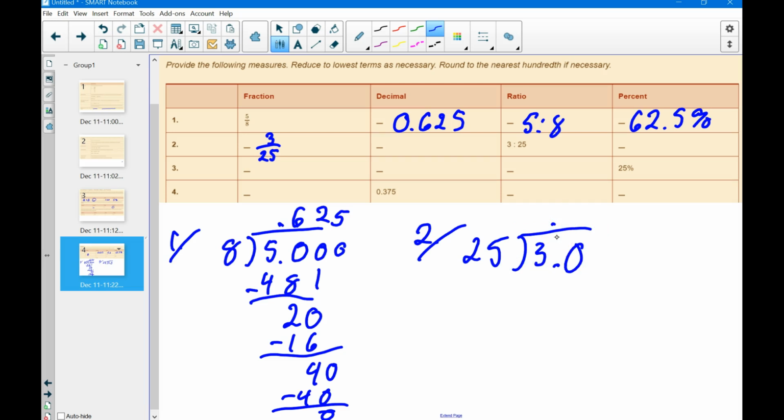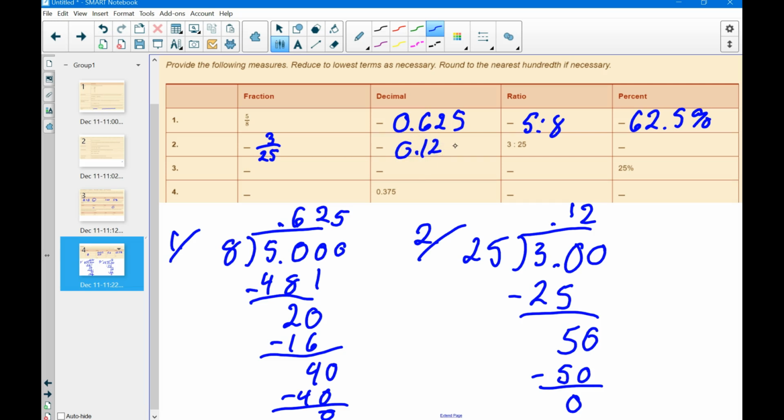When I was in the 30 once, it was easy. I subtract and I get 5. I'm not going through the whole borrowing process because right now we can see that it is 5. Right? So 0 here, 0 pops down. 25 was in twice, and that's going to be 50. And subtracting, we get 0. So as a decimal now, it's going to be 0.12. And as a percent, it's going to be 12%.